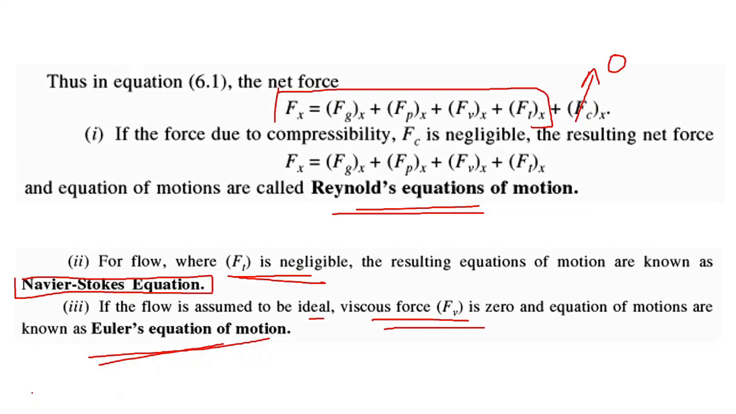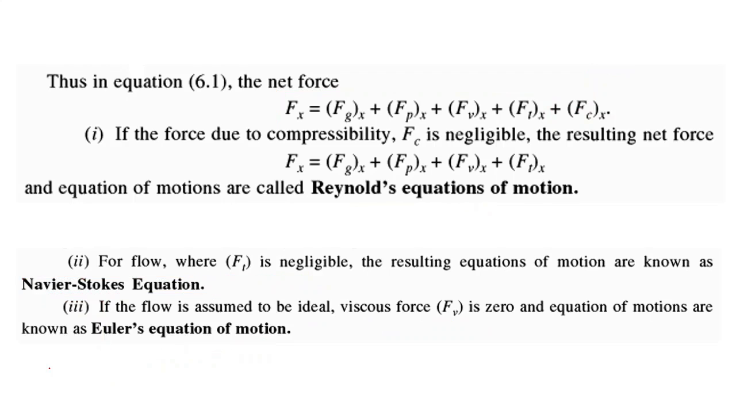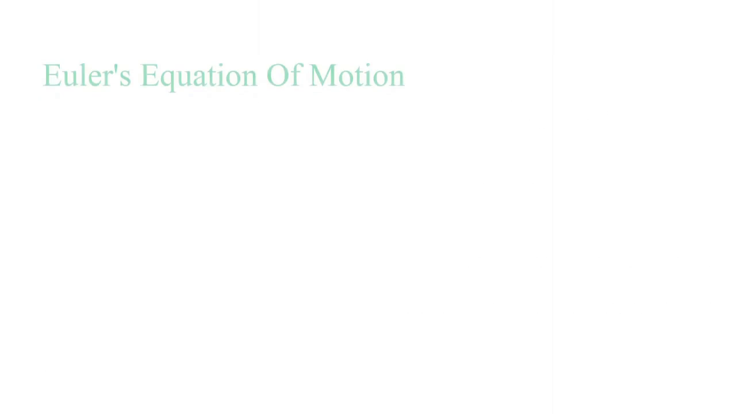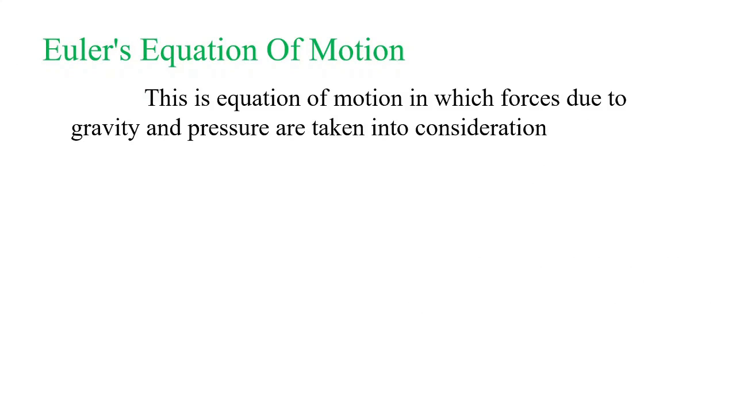So if the flow is assumed to be ideal, viscous force Fv is 0 and the equations of motion are known as Euler's equation of motion. Now we will see what Euler's equations of motion are. We will derive the formula for Euler's equations of motion.